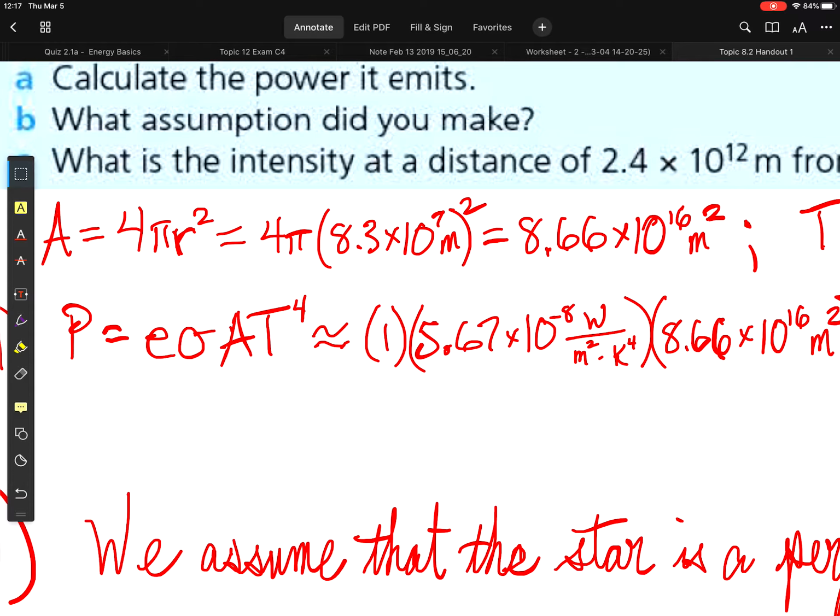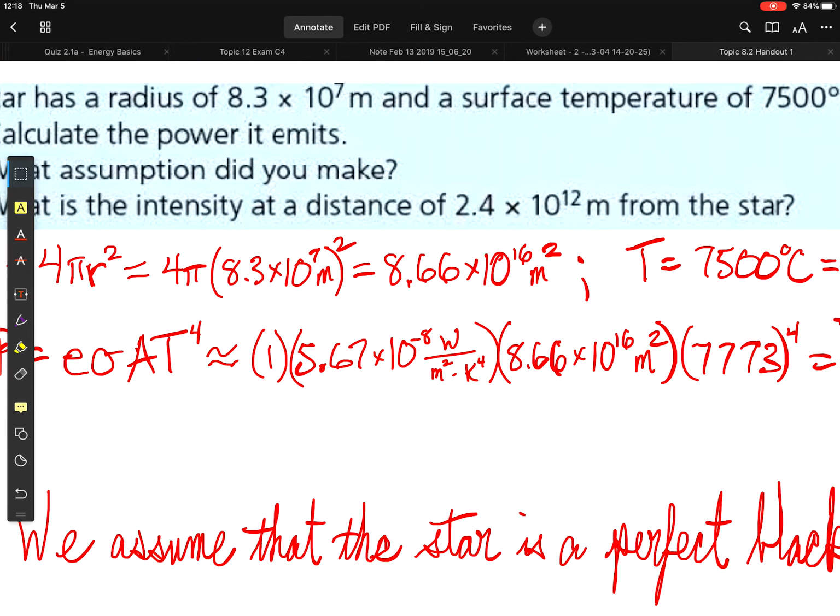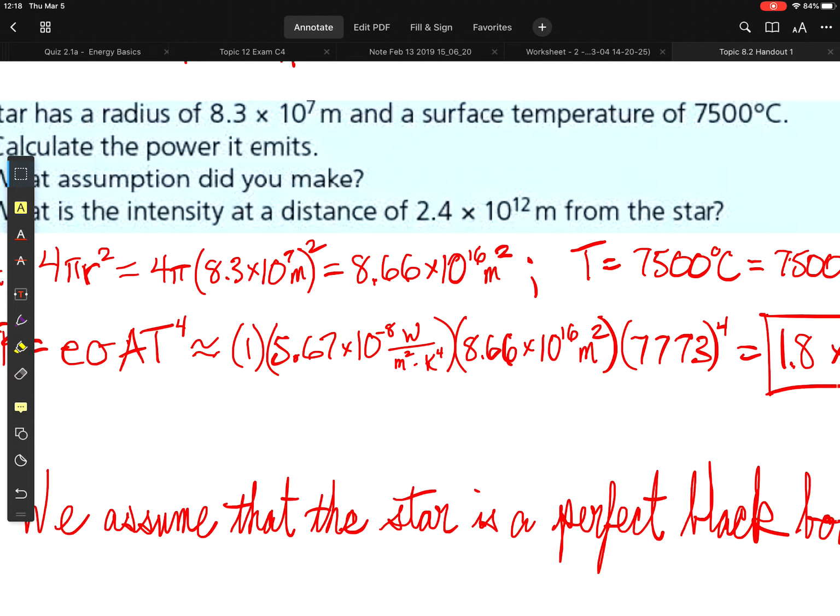And that indicates that it is a perfect black body. That is a reasonable assumption for a lot of these problems. If emissivity is not given, just go ahead and throw 1 in and see what happens. You'll usually end up with the right answer.